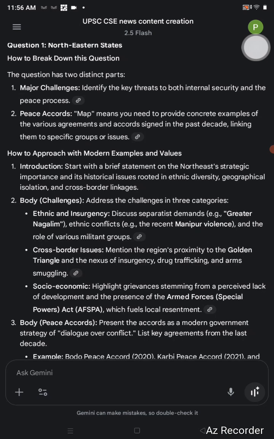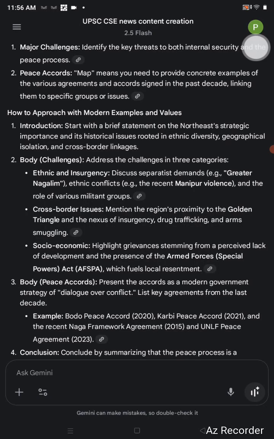In the body we will have two parts, two headings. First is challenges. Here we have to address the challenges in three categories: ethnic and insurgency, cross-border issues, and socio-economic issues. So let's see what you can write in the ethnic and insurgency section. Discuss the separatist demands, the greater nationalism. Always write examples with your statements. Ethnic conflicts, for example the recent Manipur violence that we read in the newspaper, and the role of various militant groups.